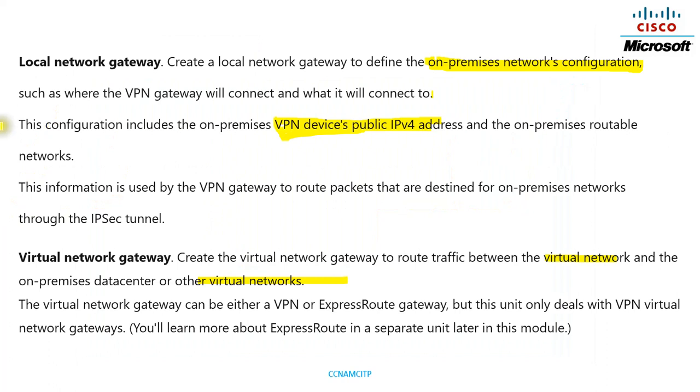Apart from this, the virtual network gateway can be either a VPN or an ExpressRoute gateway. This unit only deals with VPN virtual network gateways, and I will tell you about ExpressRoute in my coming up video, in a separate module and at length, and that is going to be my next video.